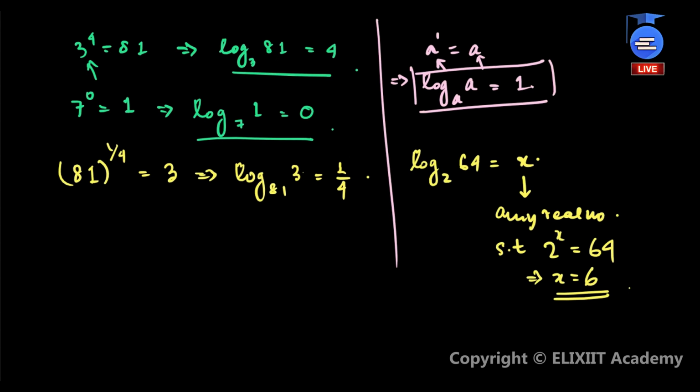Similarly, suppose I take one more example, log 625 base 5. What is log 625 base 5? You are asked to find the value of this. So log 625 base 5 is basically x, where x is any real number such that 5 to the power x is equal to 625. Again, same logic. x is equal to 4 in that case.